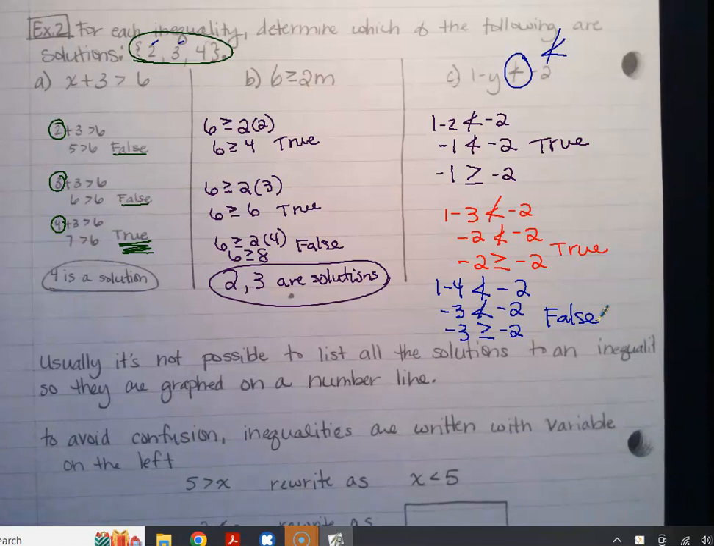Context clues don't work in math. 2 and 3 are solutions. So 2 and 3 are solutions, yes. I'll write it up here this time. So 2 and 3 are solutions.